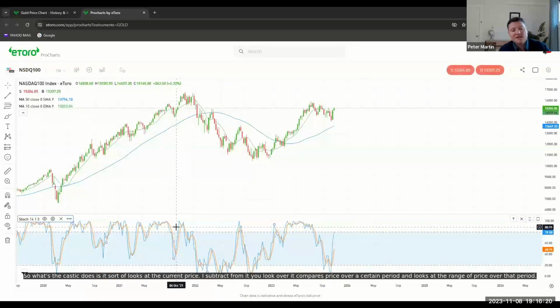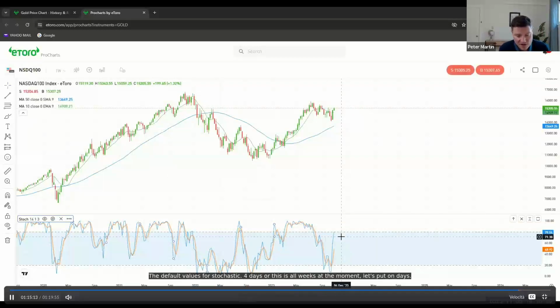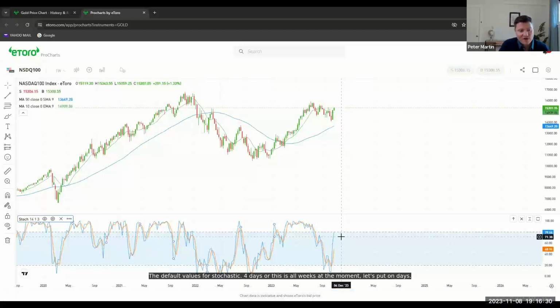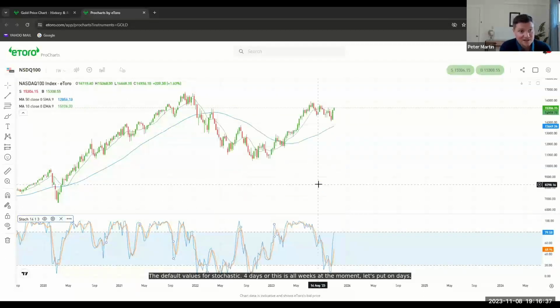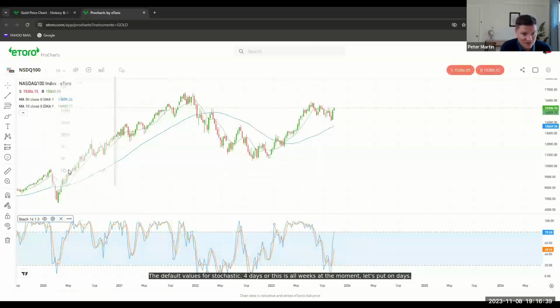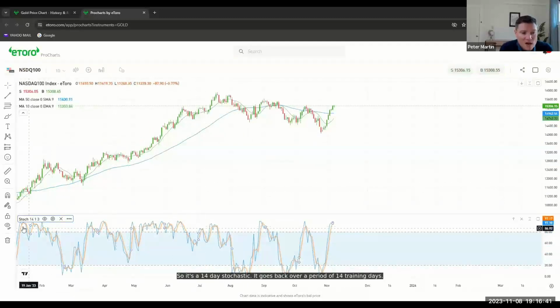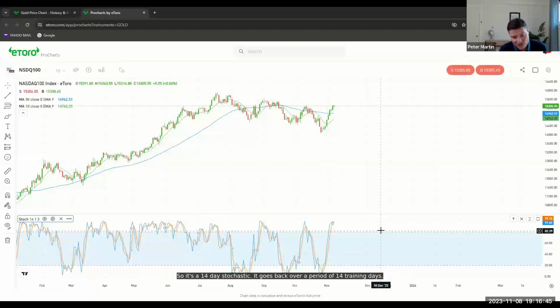So what stochastic does is it looks at the current price and compares price over a certain period, looking at the range of price over that period. The default value for stochastic is 14 days, or this is on weeks at the moment. Let's put it on days. So it's a 14-day stochastic. It goes back over a period of 14 trading days.